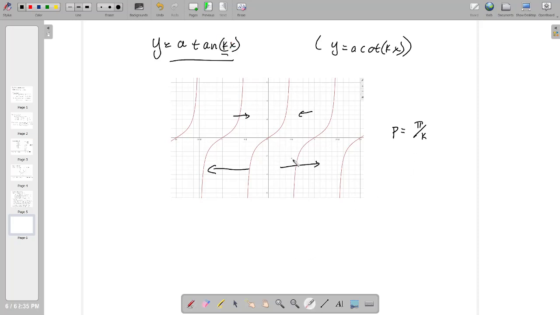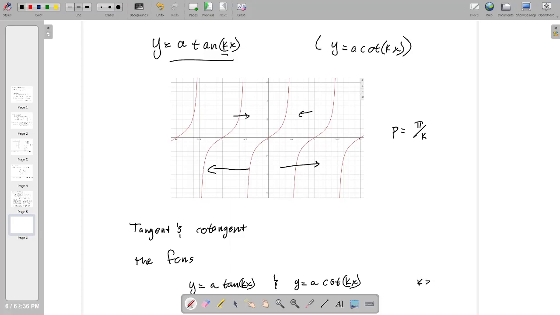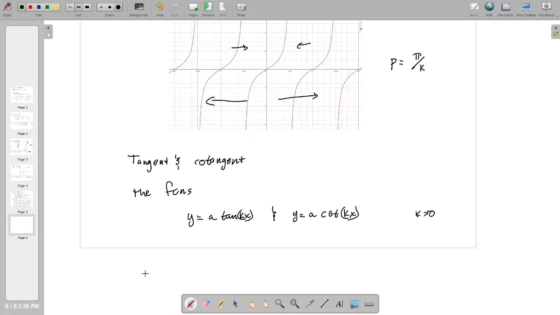Now, the exact same period formula works when k is less than 1 as well. If k is less than 1, we're stretching away from the y-axis, but dividing by something that's less than 1 actually increases the quotient. And that's why we get a stretch. Tangent and cotangent functions y equals a tangent kx and y equals a cotangent kx, where k is greater than 0, have period p equals pi divided by k.